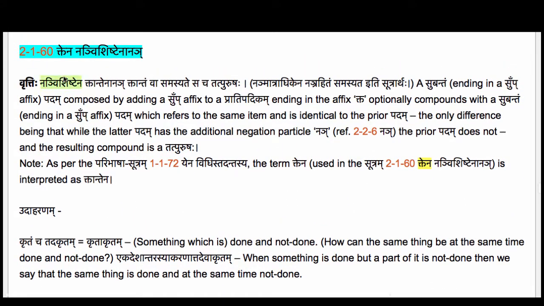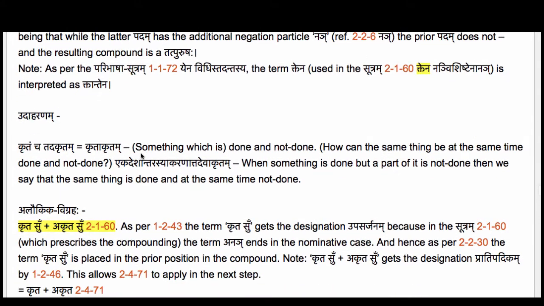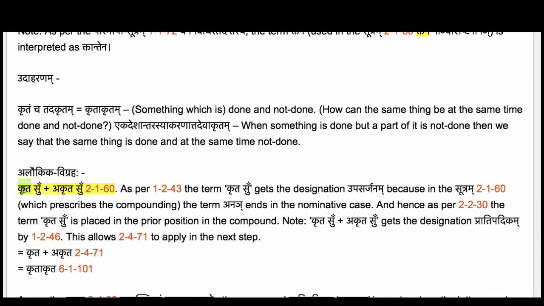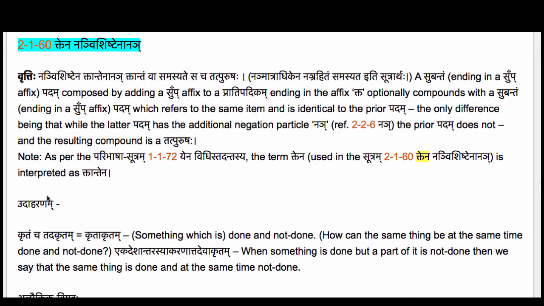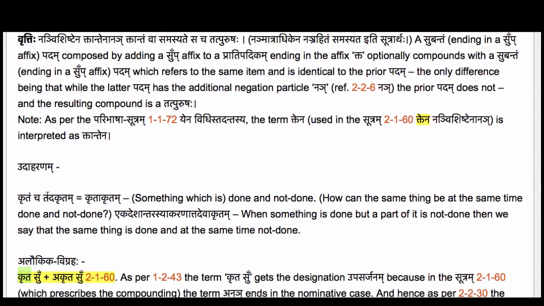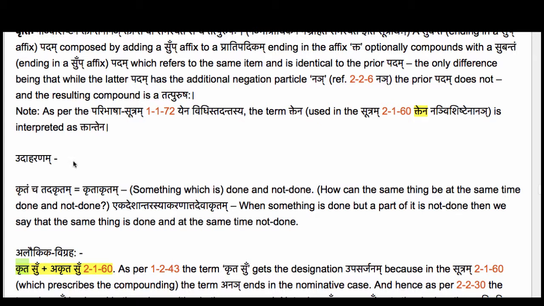Now the purva padam of the compound is krita su, where the affix su is added to a pradipadikam ending in the affix kta, but there is no negation particle nyai present here. So this is what is meant as anaiktantam. It is identical to the uttarapadam except the negation particle nyai is absent in the purvapadam. That is the important point here, that the purvapadam is identical to the uttarapadam except that the uttarapadam has the negation particle nyai while the purvapadam does not. This is what is explained as nyai matradhikena nyai rahitam samasyate.